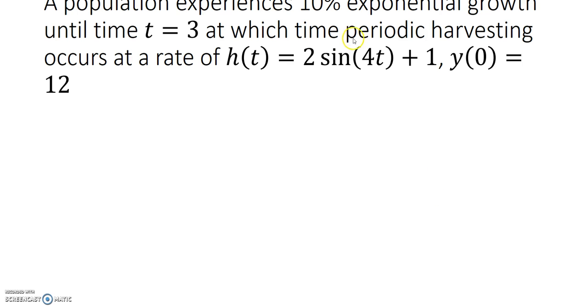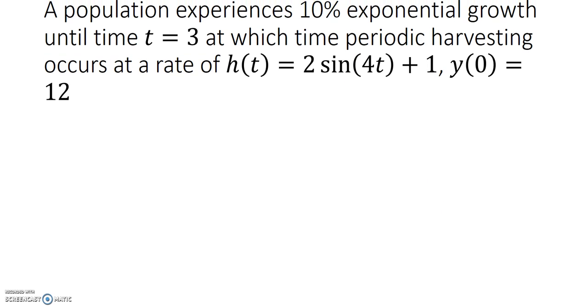Well, let's see how we might actually model with this. So let's suppose that I have a population that experiences 10% exponential growth until time equals 3, at which time periodic harvesting occurs at a rate of h of t equals this amount here. And then my initial population size is 12.